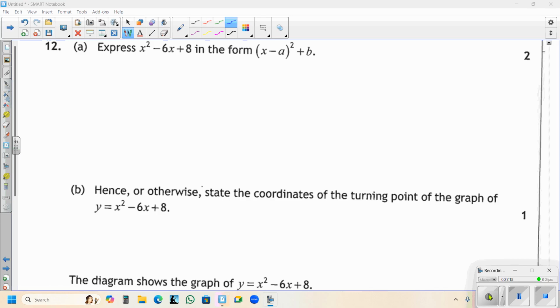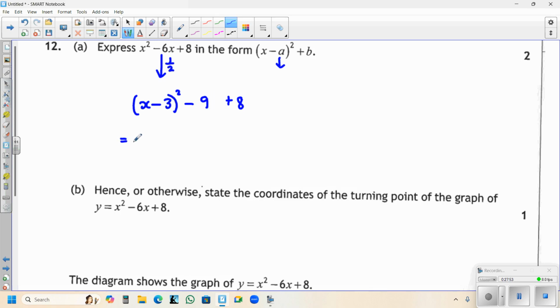Question 12. Express x squared minus 6x plus 8 in the form x minus a all squared plus b. So we have got to find the number in the bracket first of all. So to get the number in the bracket, we halve the x coefficient. In other words, we halve the number in front of x. So we end up with x minus 3 all squared. Pull down your plus 8, just leave it sitting out there. And then you've got to subtract this 3 squared. So take away 3 squared, which is 9.